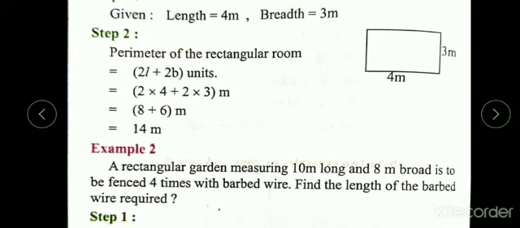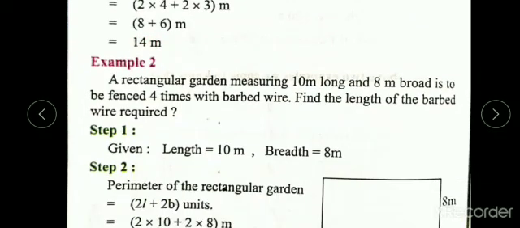So the perimeter of the rectangular room is 2L plus 2B. L means length, B means breadth. That is 2 length plus 2 breadth. That is 2 into 4 plus 2 into 3. 2 4s are 8 plus 2 3s are 6. That is 8 plus 6 is 14 meter. Therefore, the perimeter of the rectangle is 14 meter.